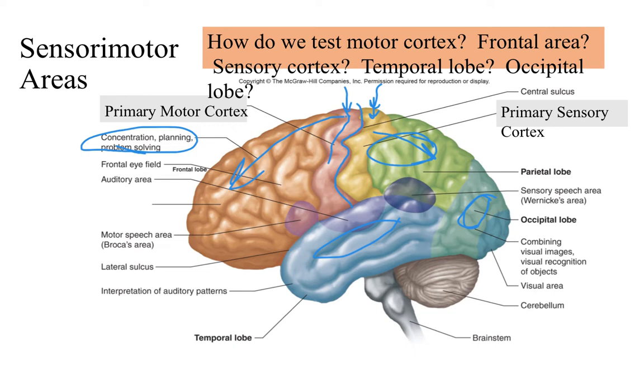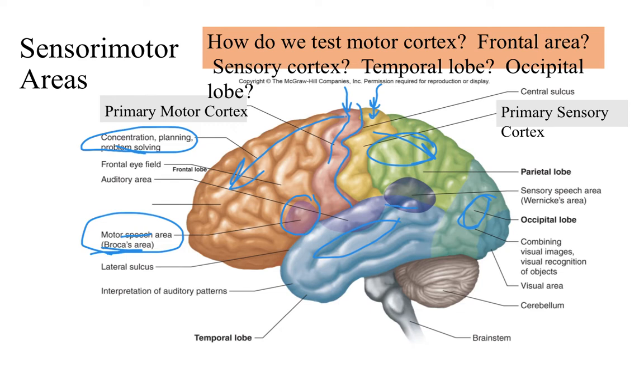Two other areas that are going to be important to know are the motor speech area right here. Notice that that is in the frontal lobe, but it borders along the temporal lobe, also known as Broca's area. So when we say motor speech area, that's your ability to actually move the muscles of your mouth and your airway in order to produce speech. I would say it's the motor language area rather than the speech area, because there can be some writing involved as well.